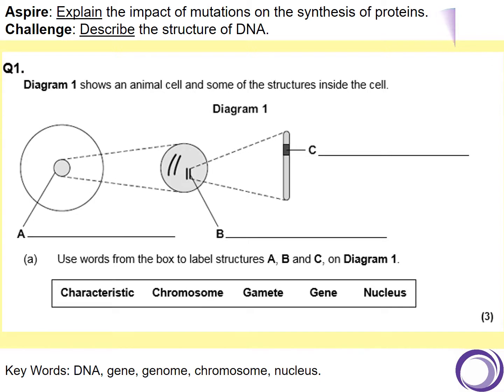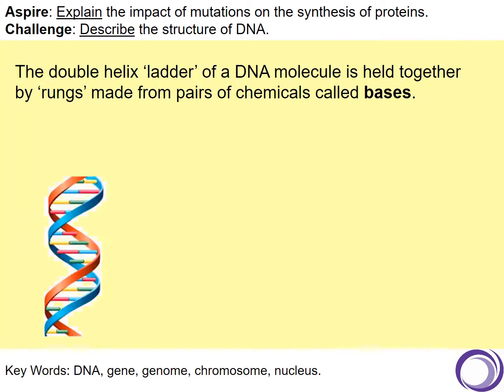Okay, time's up. So quite simple. The cell on the left, the circle in the middle would be the nucleus. That nucleus is then enlarged and B is pointing to these lines inside the nucleus, which would be showing the chromosomes. And then one of those chromosomes is enlarged again and it's pointing to a short section of that chromosome, which would be a gene. So A is nucleus, B chromosome and C gene.